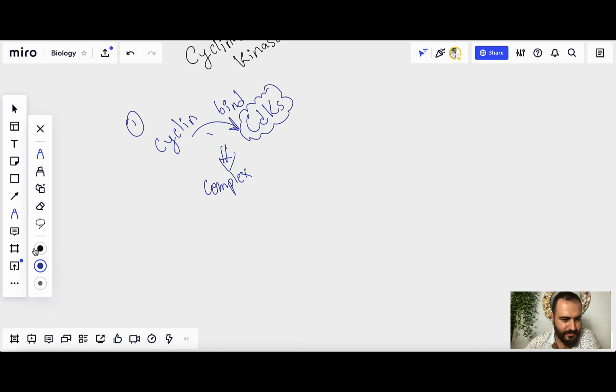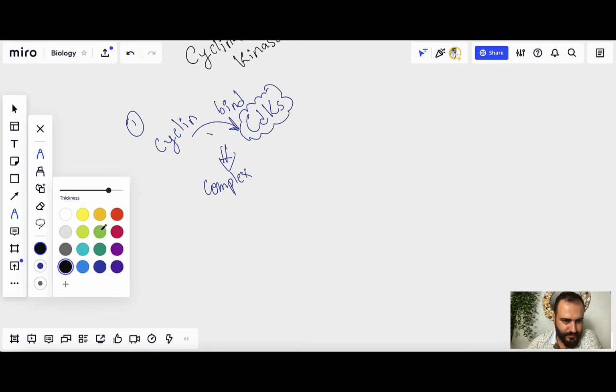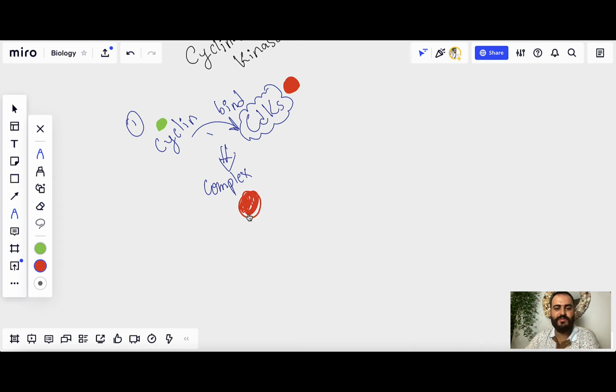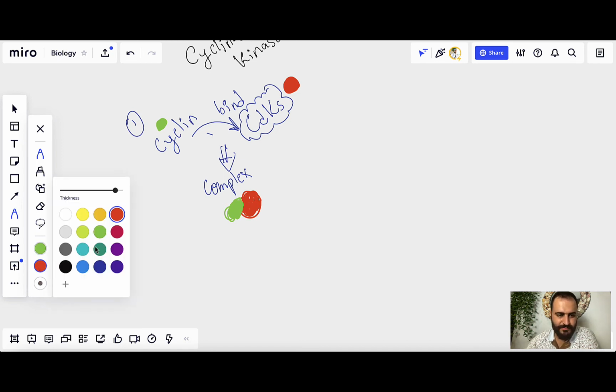So let's assume that the cyclin is the green color, and the CDK is the red color. In order for the cell cycle to be activated and move from one checkpoint to another, the first step in this activation is the binding between the cyclin and CDK to form a complex. Now, but this is not enough.